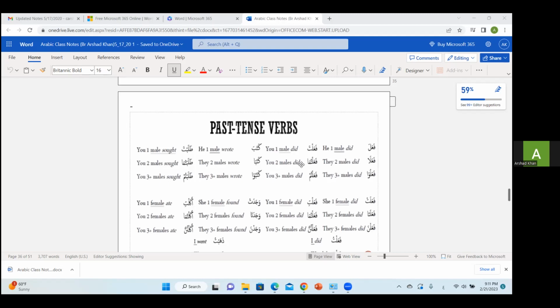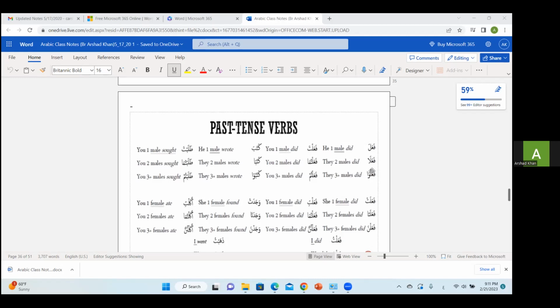So if you see what they've done, they've taken the word fa'ala. Fa'ala is one person did. Fa'alā is two people did. Sometimes they'll say qālā in the Quran, meaning two people said. If you find this word dhahaba, the root word means he went. If you want to say they went, you'll have to bring it in this wazn: dhahabū.